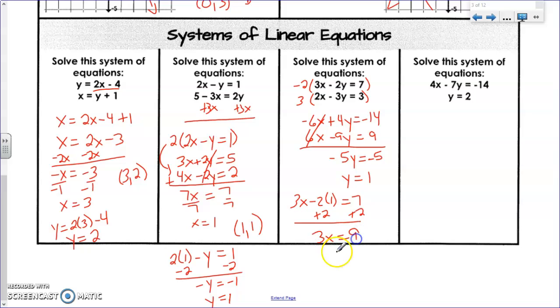3x equals 9. Divide by 3. X equals 3. So my ordered pair here is (3, 1). Be careful because of the x there.